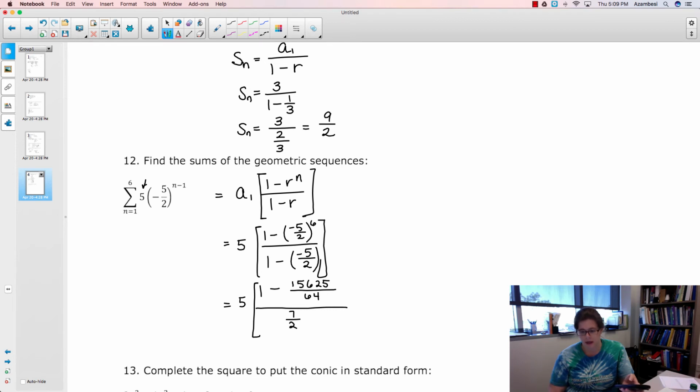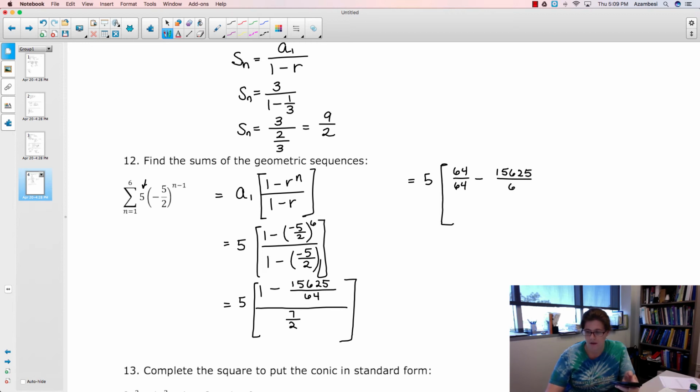Alright, so we did one where it had a 1 on the top in class. This one has 15,625 on the top. Doesn't work exactly the same way. But I do know that 1 is equal to 64 over 64. So if I'm going to simplify this fraction, then 64 over 64 minus 15,625 over 64, and 7 halves.